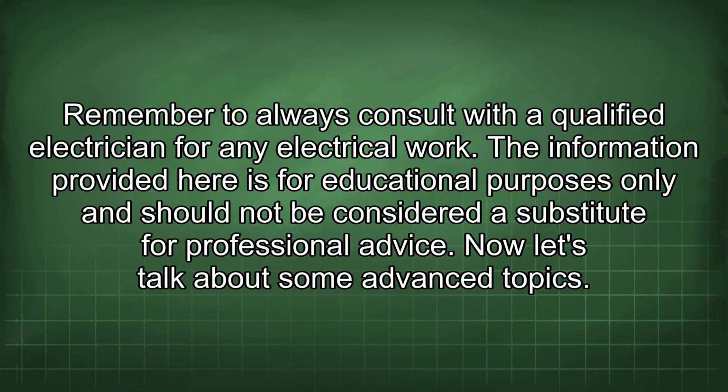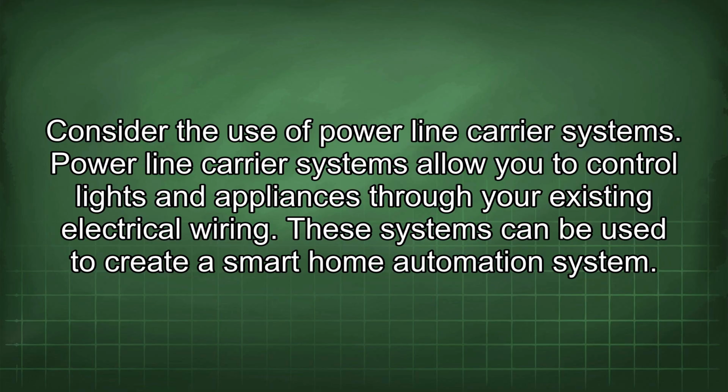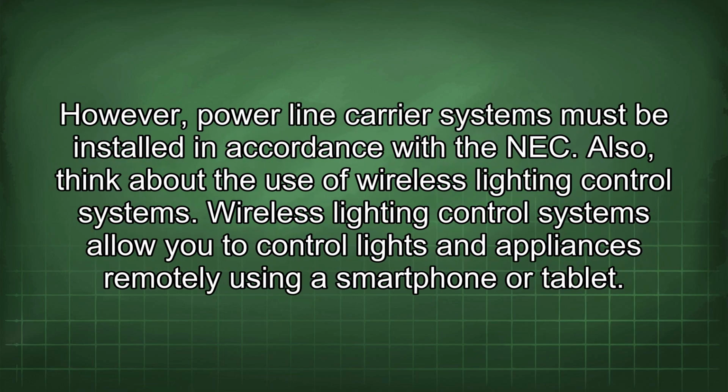Now let's talk about some advanced topics. Consider the use of power line carrier systems. Power line carrier systems allow you to control lights and appliances through your existing electrical wiring. These systems can be used to create a smart home automation system. However, power line carrier systems must be installed in accordance with the NEC.